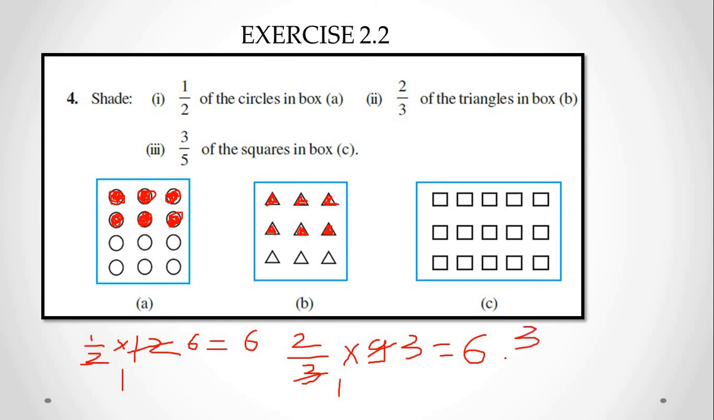3 upon 5 of the squares. So you have to count the total squares. So here 3 upon 5 means, your total squares are how many? 1, 2, 3, 1, 2, 3, 4, 5. Total 5 columns are there. So 3 into 5 is 15. Total 15 squares are there. So 5 ones are 5 and 5 threes are 15. So finally 3 into 3 is 9. So you have to shade a total of 9 rectangles. Sorry, 9 squares.